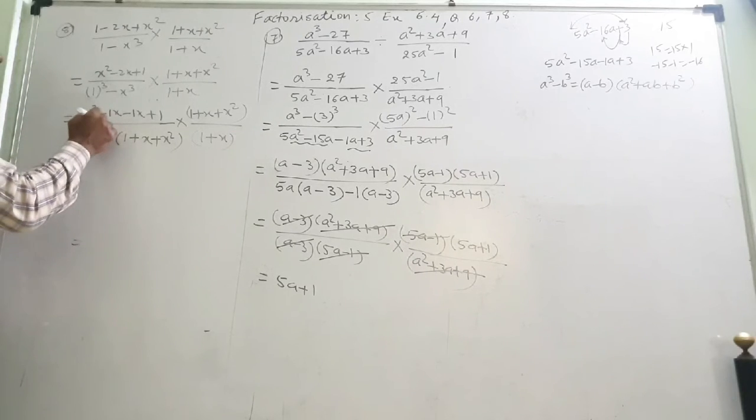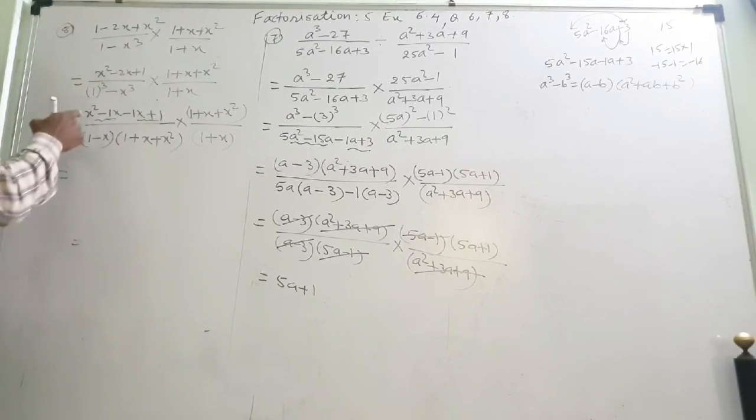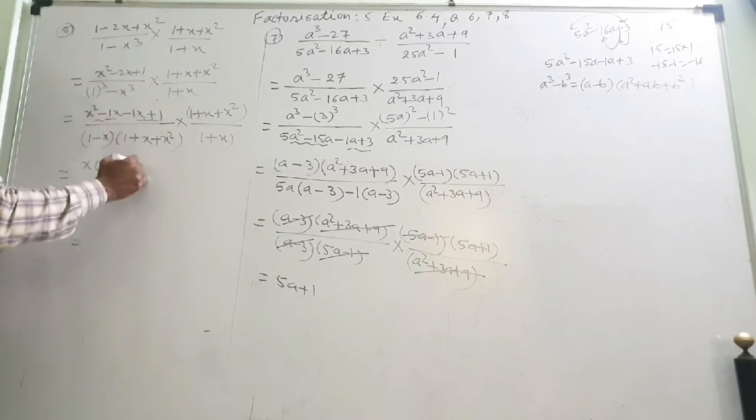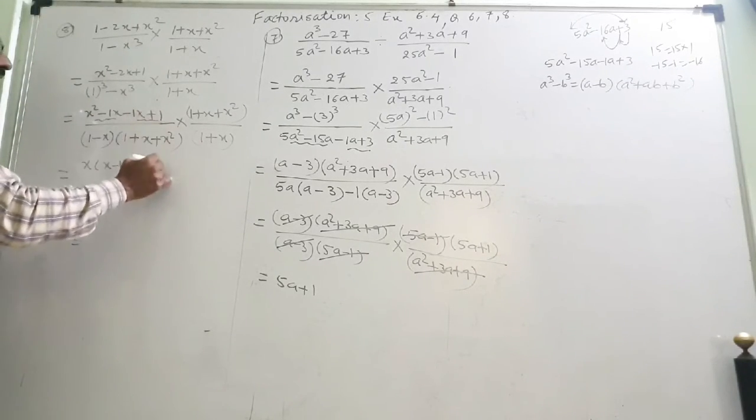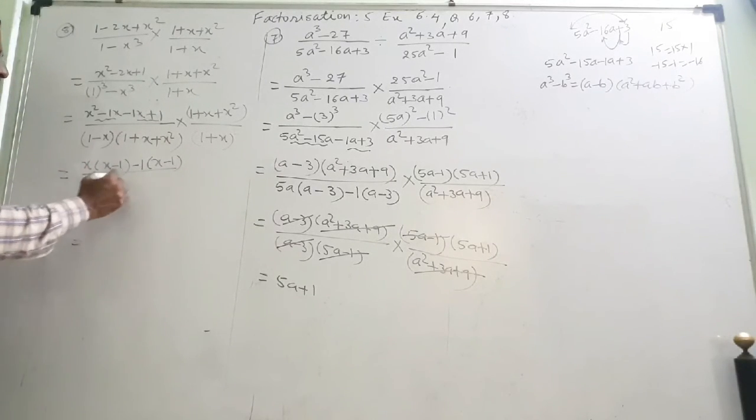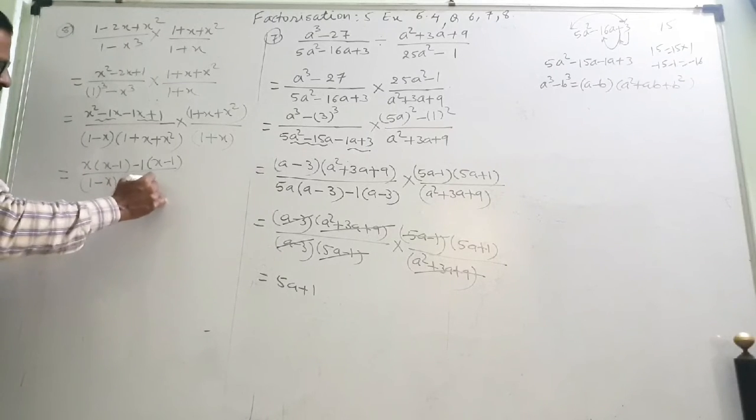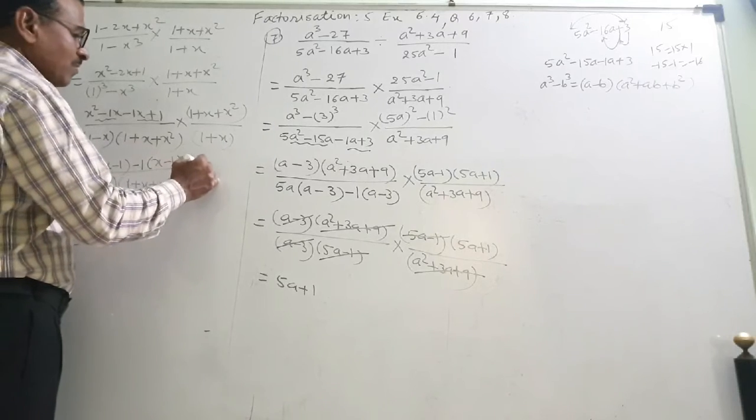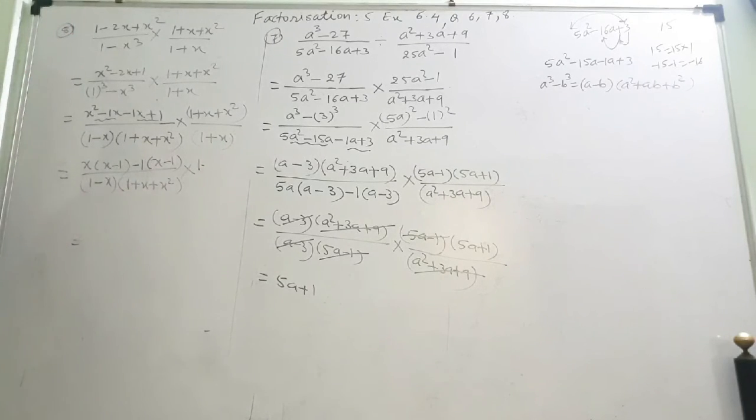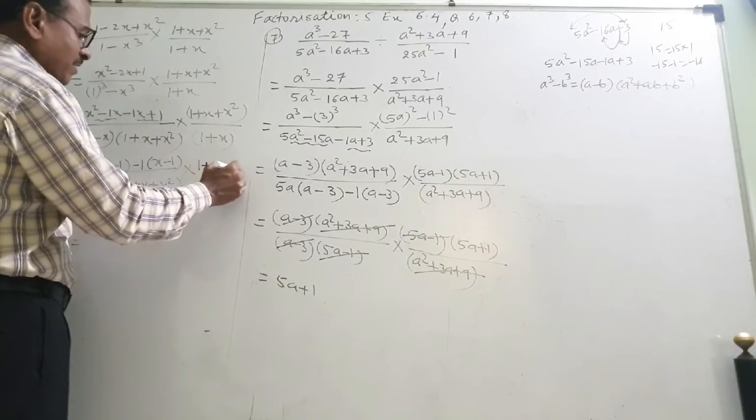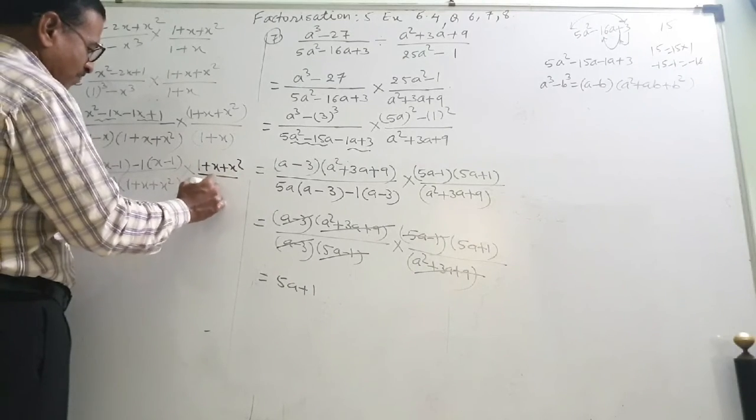Now what is common in these two and in these two, that we have to take. X is common, remains here x minus 1. Here minus 1 is common. So this will be x minus 1 upon 1 minus x, and this will be 1 plus x square into, this is 1 plus x square upon 1 plus x.